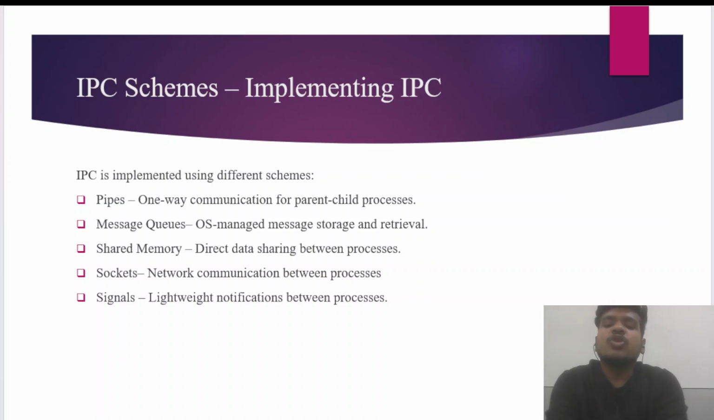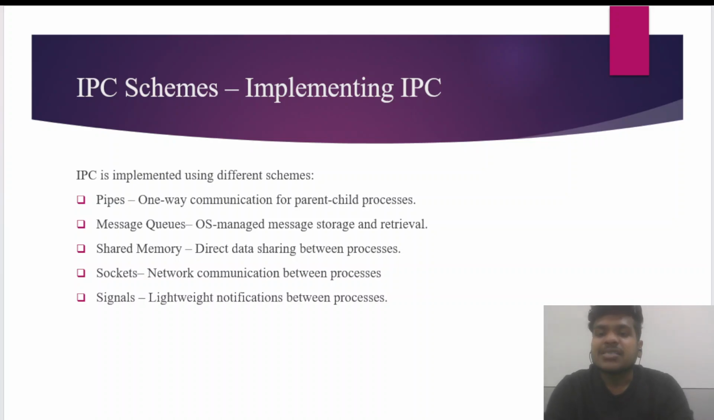Moving further, let us look at IPC schemes. How is IPC implemented? The IPC models are implemented using different schemes or mechanisms provided by the operating system. Let us discuss the most common ones. The first one is pipes. Pipes are used for one-way communication between processes. The data written into the pipe by one process is read by another. It works well for parent-child processes. For example, like a water pipeline where water flows in one direction only.